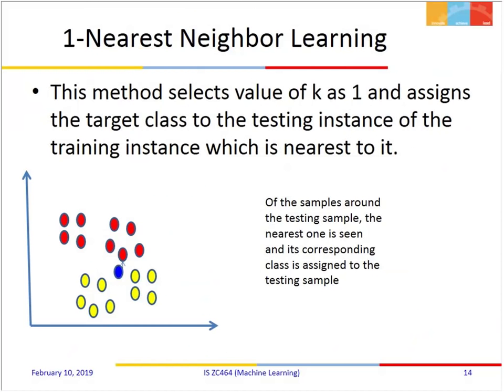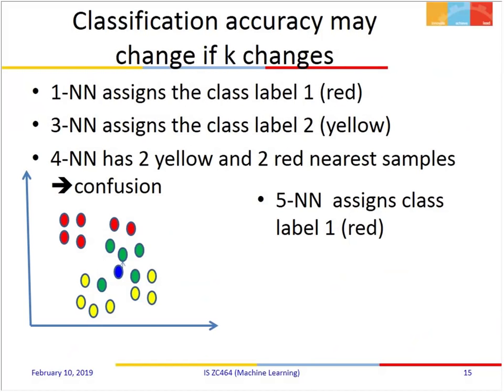Let us take this example, which is talking about only one nearest neighbor. Whichever is the one closest point, we will assign that class to it. The concept is quite simple. Now we go to another combination. 3 nearest neighbor, we have already seen, we assigned yellow. 4 nearest neighbor will have 2 yellow and 2 red nearest points. There will be confusion. And when we have 5 nearest points, then we will assign the class label as red.